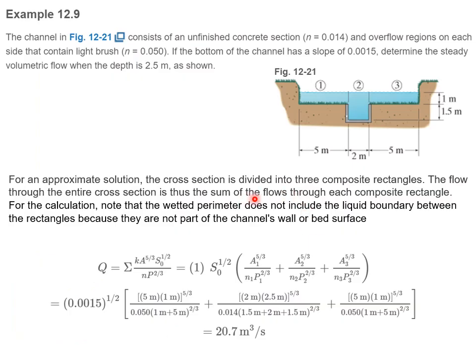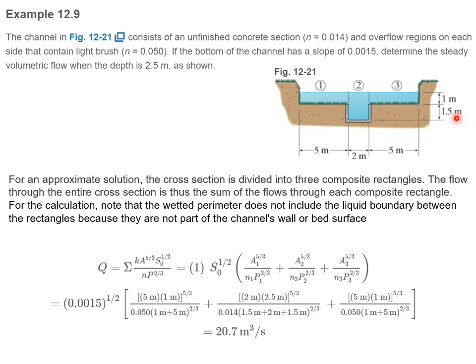So let's take a look at example 12.9. The channel consists of an unfinished concrete section with n of 0.014, and the overflow regions on each side contain light brush. In other words, here's your channel, and on this side and this side, there's brush. So it has a different n value, 0.050. If the bottom of the channel has a slope of 0.0015, determine the steady volumetric flow rate when the depth is 2.5 meters as shown.